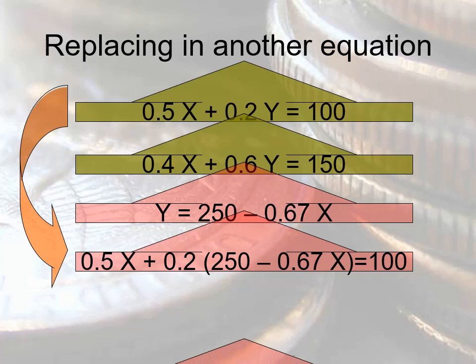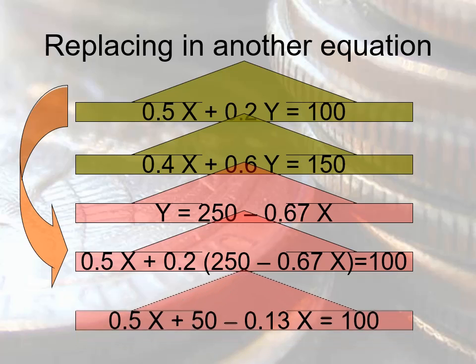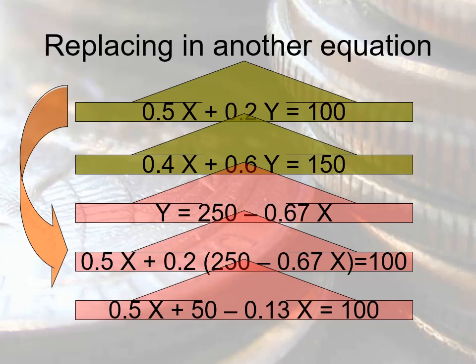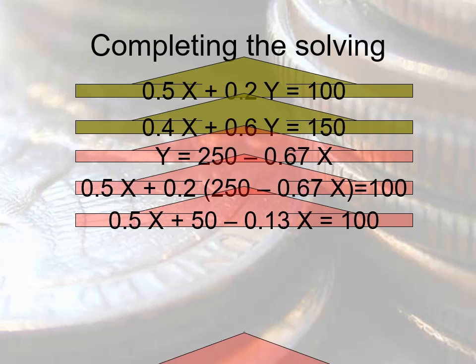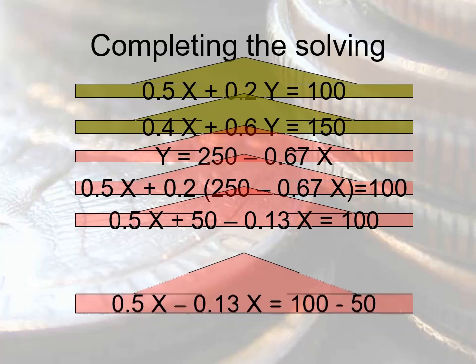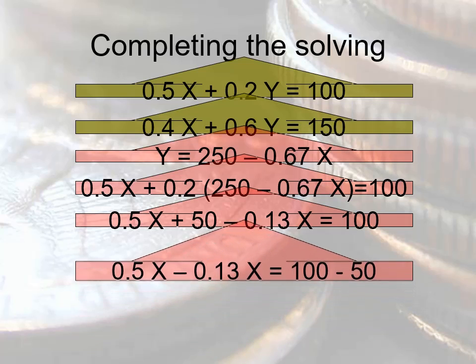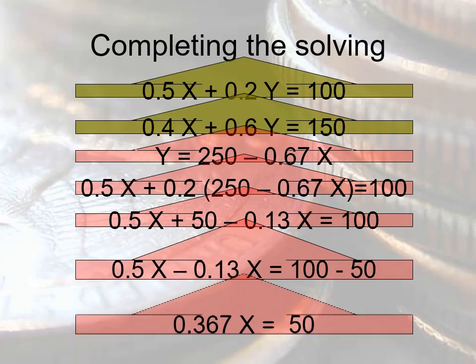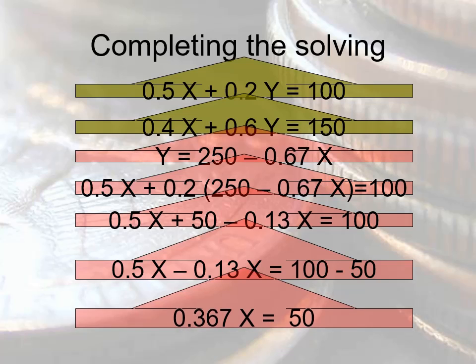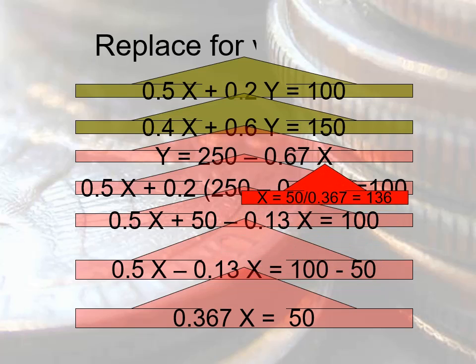And that will equal 0.5x plus 50 minus 0.13x equal to 100. So 0.5x minus 0.13x equal to 100 minus 50 by rearranging the formula. And then 0.367x equal to 50. So x will equal 50 over 0.367, and that's equal to 136.